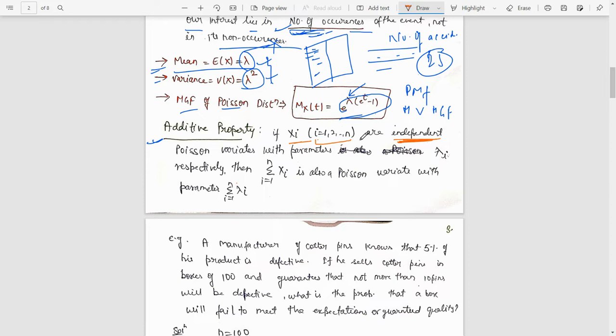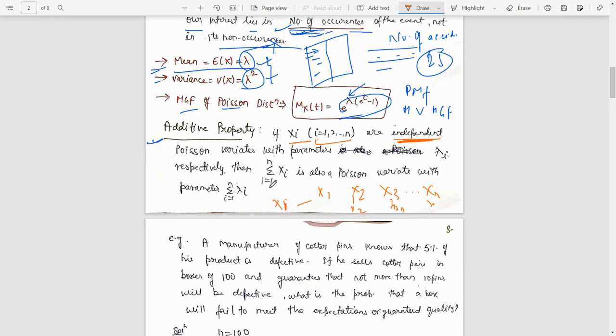So if there are n independent Poisson variates, where X1 is a Poisson random variable, X2 is a Poisson random variable, X3 is a Poisson random variable, and like that we have n independent Poisson variables with parameters lambda i. So for X1 the parameter is lambda 1, for X2 we have lambda 2, for X3 we have lambda 3, and like this we have n parameters and n independent Poisson distributions.